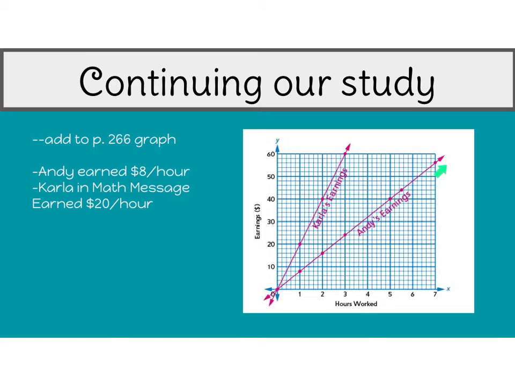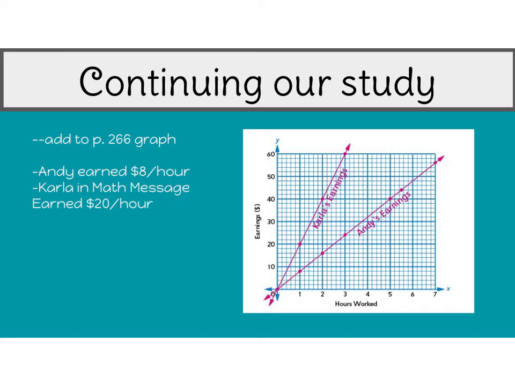And notice that we have our arrows at the ends of both of our lines there. And this is labeled Andy's earnings. What we're going to add to that is Carla's earnings that we just did in the math message. So you might need to look back at what you put for Carla's earnings as far as the ordered pairs go. The first one being 1 and 20. So we're going to go over 1 up 20, place a dot. The second one was 2 and 40. So we would go over 2 up to 40. And the third one was 3 and 60. So we go over 3 up to 60.